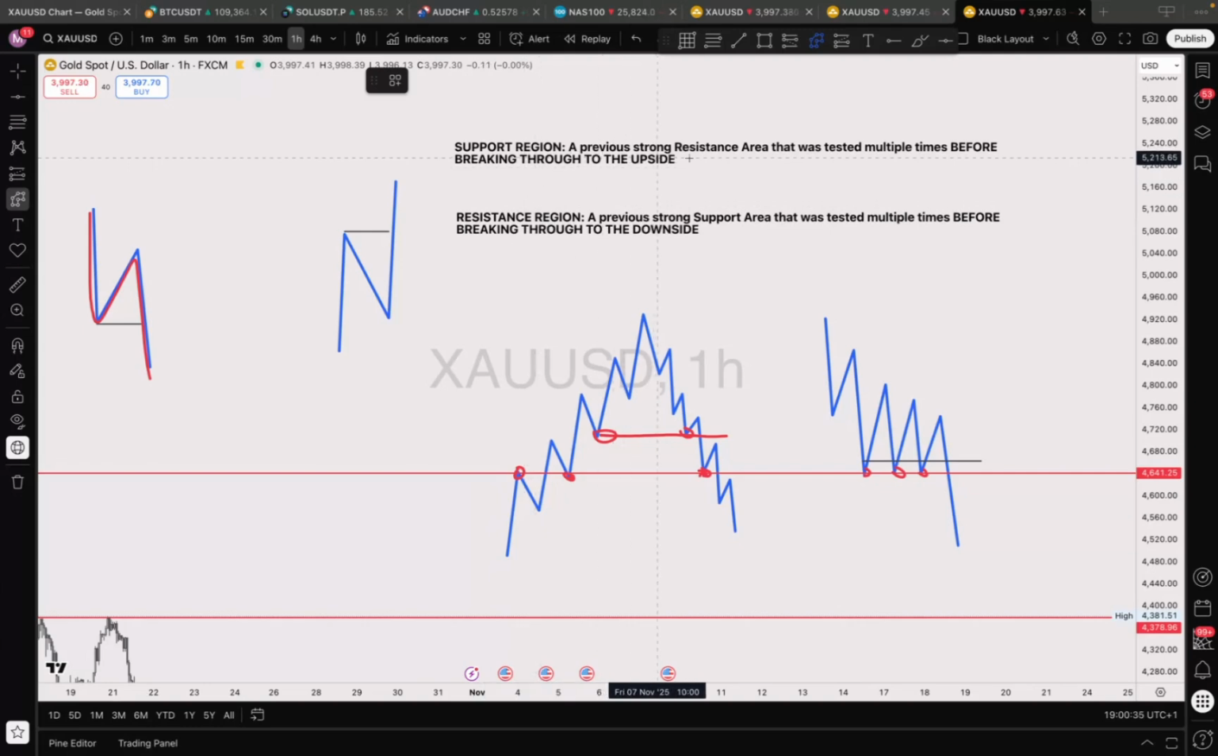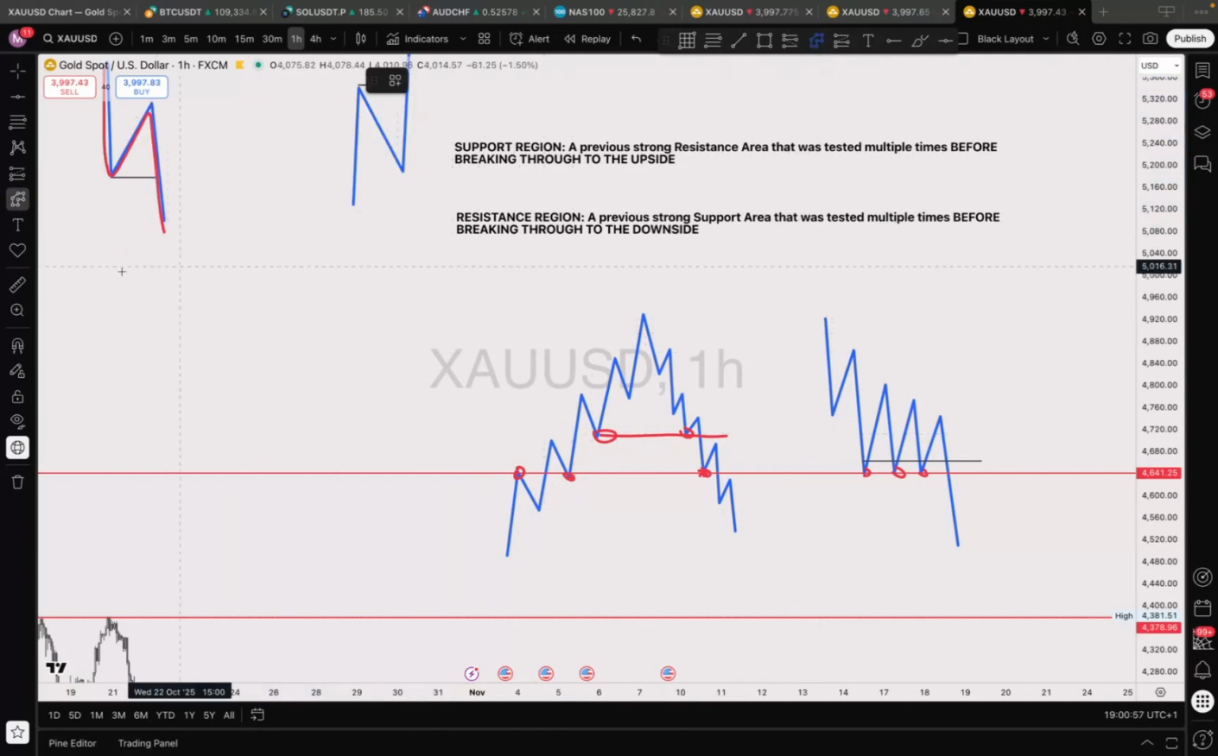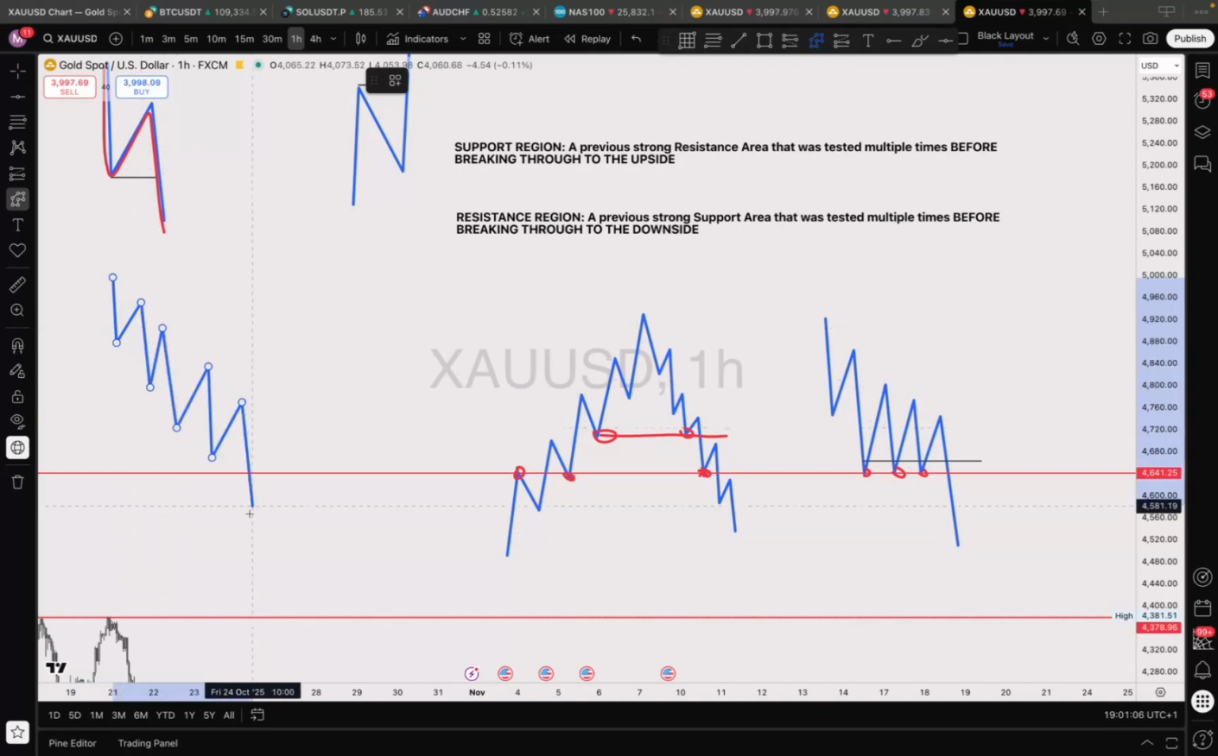I told you a support region is a previous strong resistance region that was tested multiple times before breaking through to the upside. Let's say, for example, we have a downtrend where price was doing drop base, drop base, drop base, drop. Price just continues pulling back. All of a sudden, price starts going back up. Where do you want to start marking for your support? You want to wait and see how price reacts. You want to see an area of strong resistance where price broke market structure to the downside, tested multiple times.